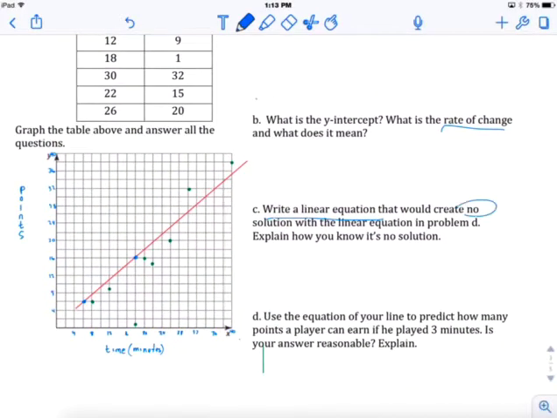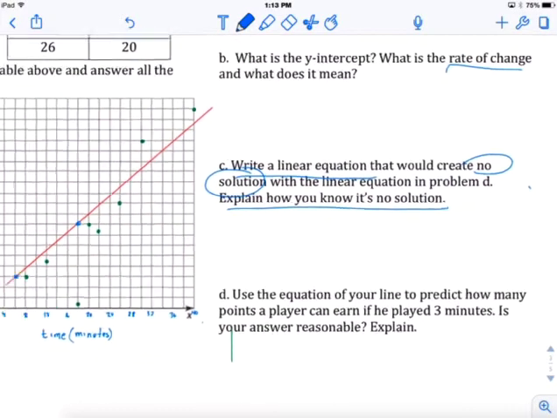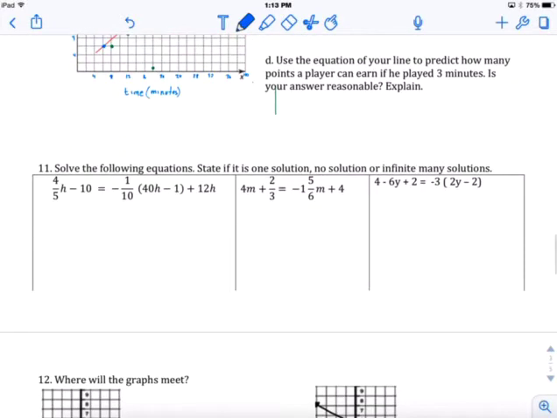And create no solution. You know that when the slope is the same. Explain how you know when it's no solution: slope the same, y-intercept different, right? Most of you know how to do this by now.